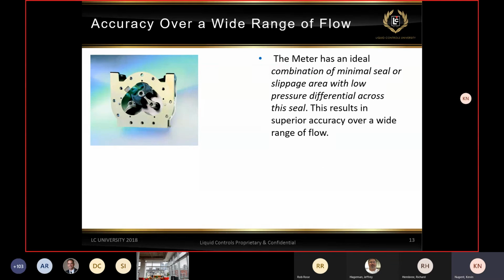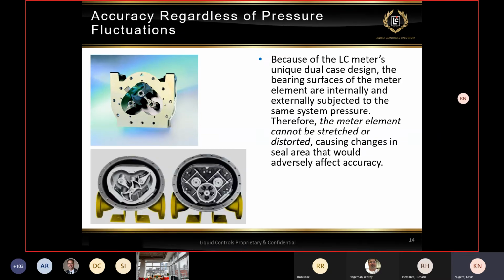With the combination of minimal seal or slippage area, and as those rotors turn in their cylindrical bores in that meter housing, there's very, very low pressure drop across that seal. This allows us to have that superior flow over that wide range of flow. You know, we talked about accuracy from a 5-to-1 range or a 10-to-1 range. This minimal seal or slippage area allows us to achieve that accuracy over that range.